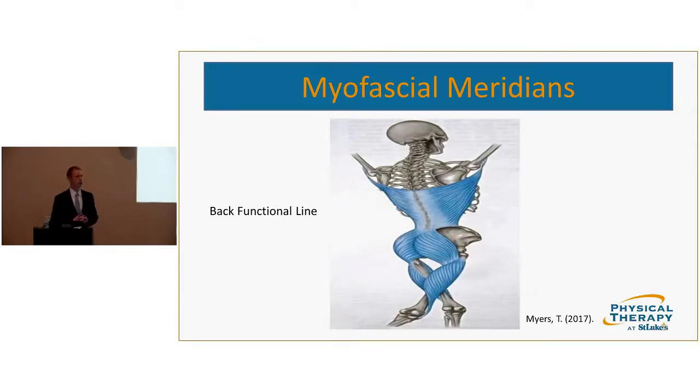Now, it's hard to conceptualize because it's more anecdotal. There's not a lot of research on myofascial lines. But this, for instance, would be your back functional line. And you can see latissimus dorsi connected into our thoracolumbar fascia and into our opposite glute.